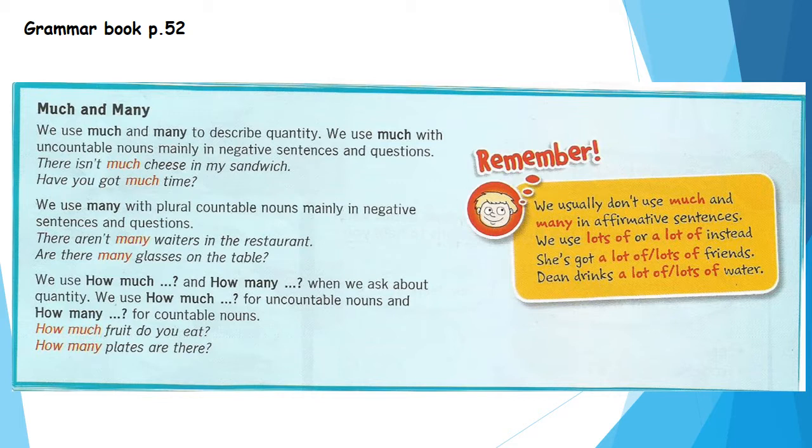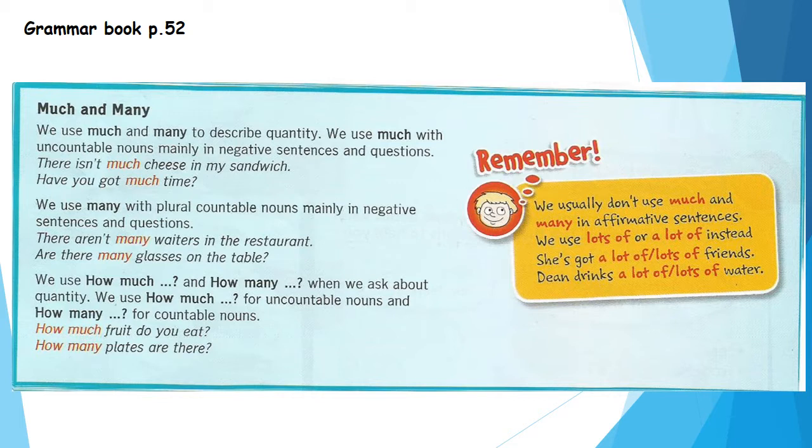Okay, here we have how much and how many. When we want to know the quantity or amount of something, we ask questions starting with how much and how many. Okay, but what is the difference between how much and how many? How much is used with uncountable nouns. For example, how much fruit do you eat? Here fruit is uncountable, so we'll use how much.